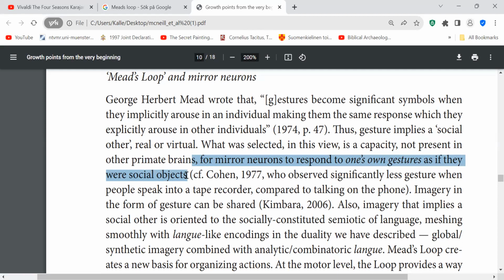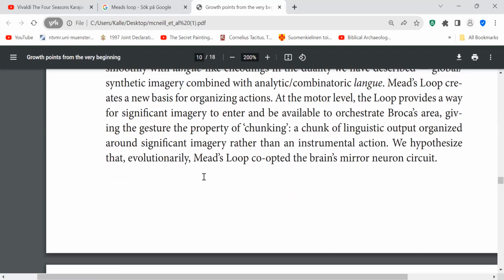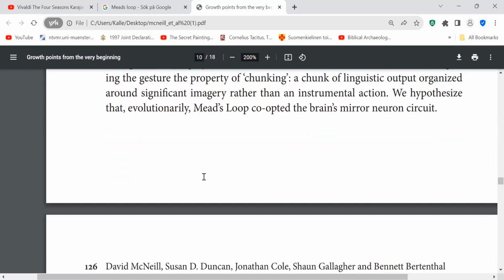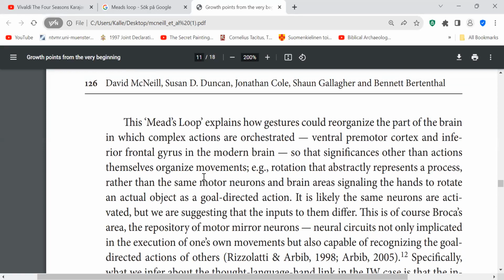So at the end of that paragraph, we hypothesize that evolutionary Mead's loop co-opted the brain's mirror neuron circuit. So mirroring is widely important, both so we can learn how we move ourselves, but also how we learn other people's gesture and movement. Both gestures and motor movements, both of them.